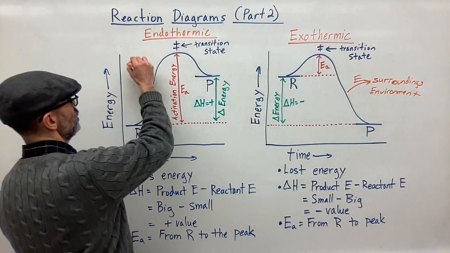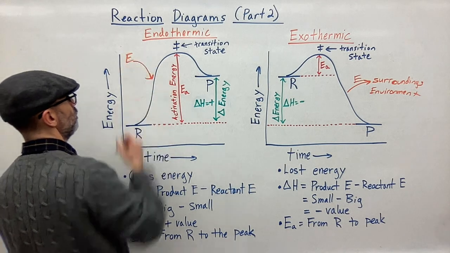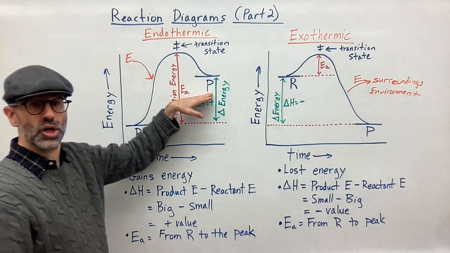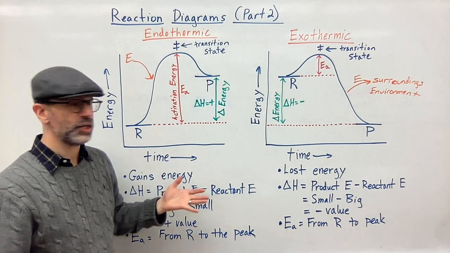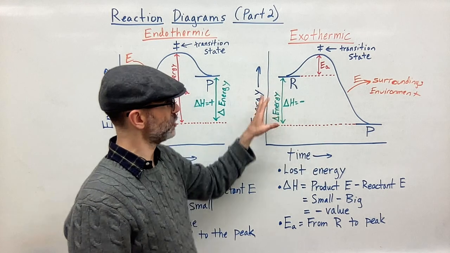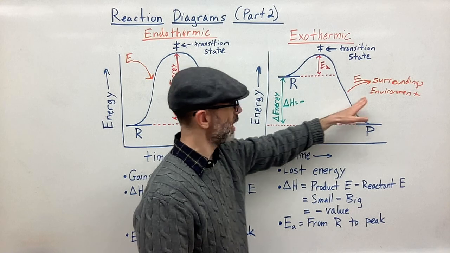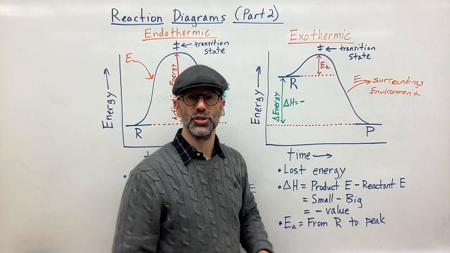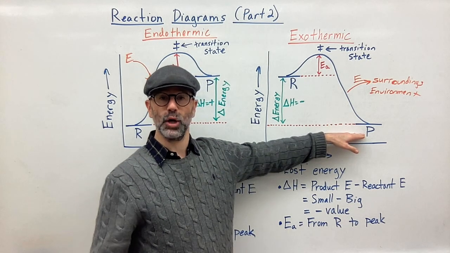Here, energy is going in. So energy is going in, so it's being absorbed. So that's why the products have higher energy. Here, the products have lower energy compared to the reactant. So during the process of going from reactant to product, energy is lost. So energy is released to the environment. So that explains why your products have lower energy.